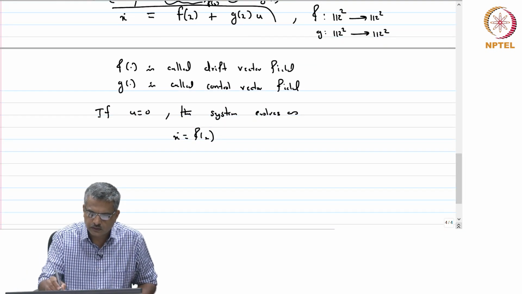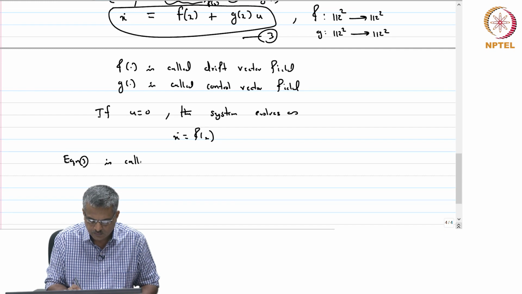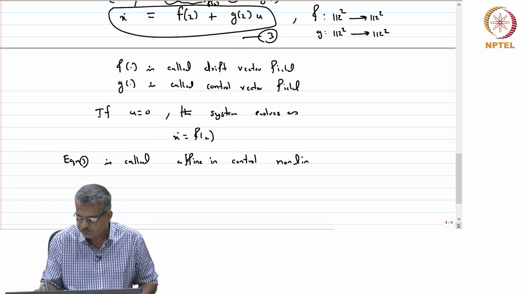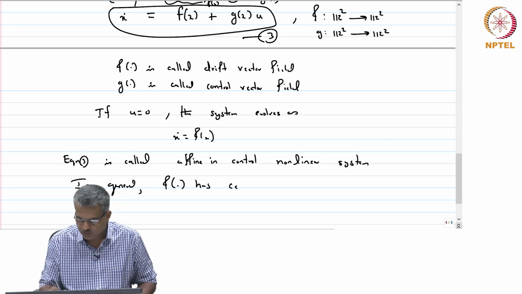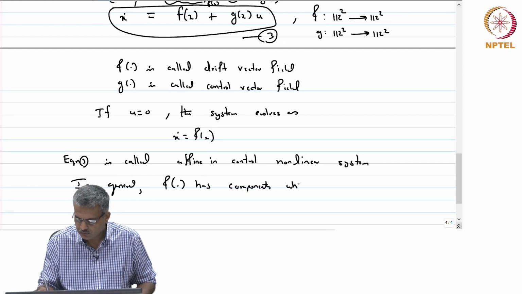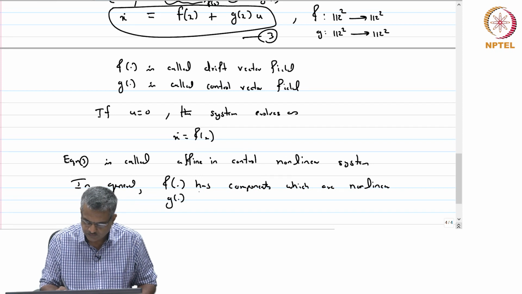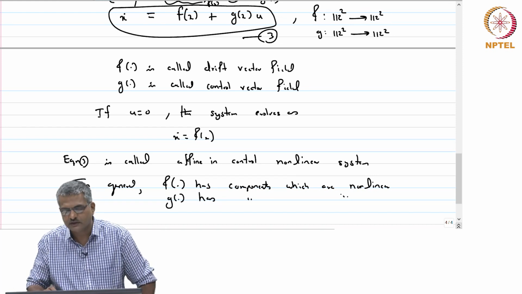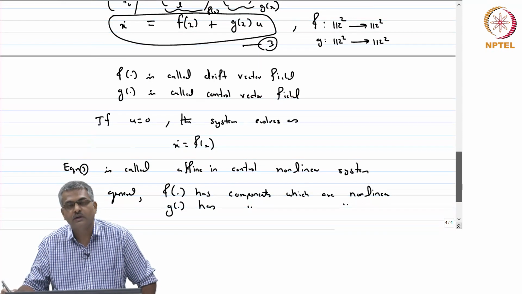So, equation 3 is called an affine in control nonlinear system. In general f has components which are nonlinear, and so also with g. In this particular example of the simple pendulum, g happens to be a constant vector field, but in general it may not hold. So, both f and g are nonlinear functions of x.